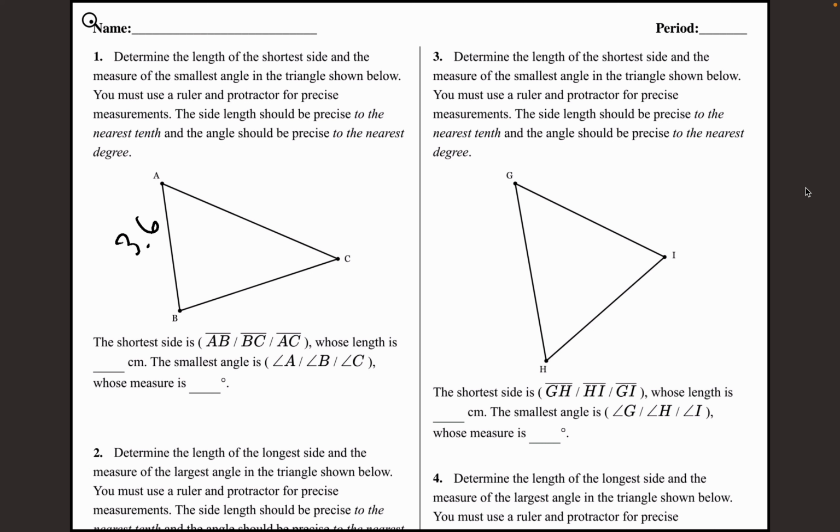Tell me what you got for AC. I got 5.4. And then BC. I got 4.7.